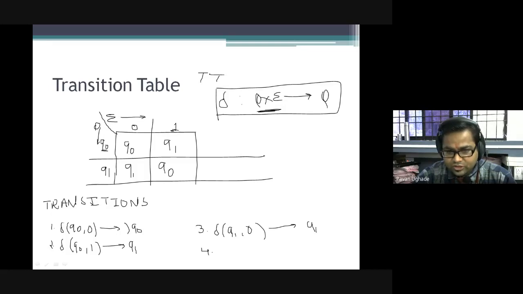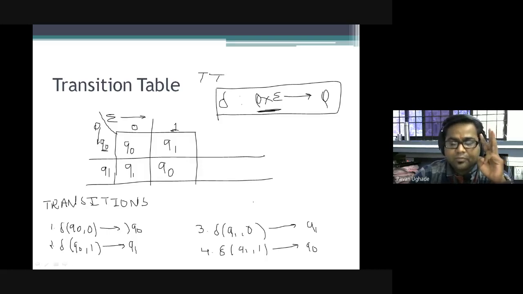Number 4 transition is transition function q1 over 1. Here it goes to q0. Now this is how your answer looks. So it is a 3-step answer. First you write your transition diagram. Using this transition diagram, you make the transition table, and lastly you write the transitions.